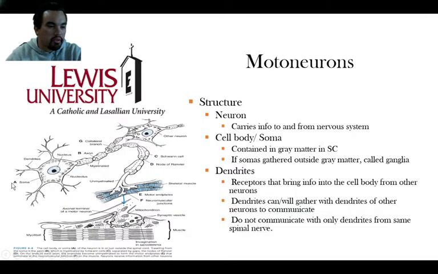Then we have dendrites. If you look over here at A, this is our soma and our cell body. Then we have the dendrites that are like the little arm appendages that stick out. Those are the receptors that bring the info back into the cell from the other neurons. They talk to the other neurons using these dendrites. The dendrites can and will gather with other dendrites to communicate, and they do not communicate with only dendrites from the same spinal nerve.